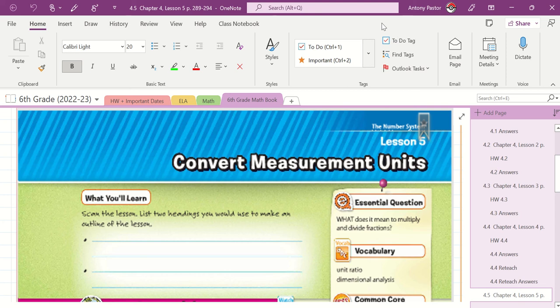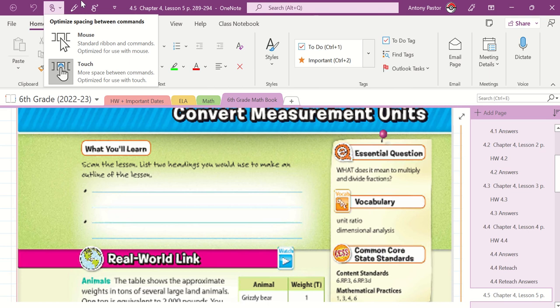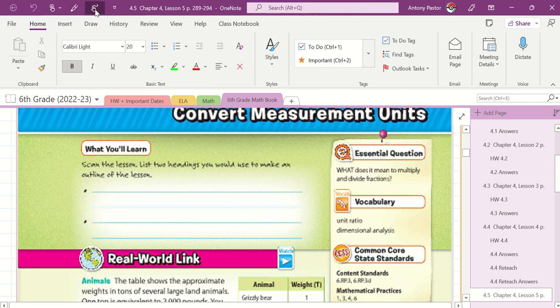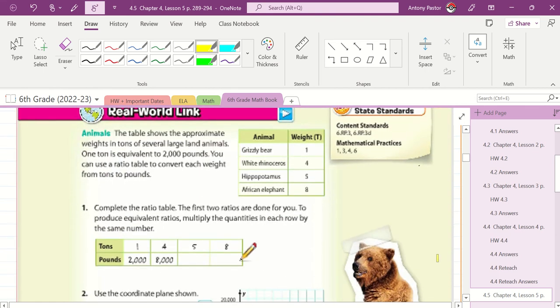Today's video is going to be 6th grade math, chapter 4, lesson 5. We are converting measurement units today. We do have some vocabulary that we need to take care of today. That vocabulary is going to include unit ratio and dimensional analysis. So, basically, let's go ahead and get into it.